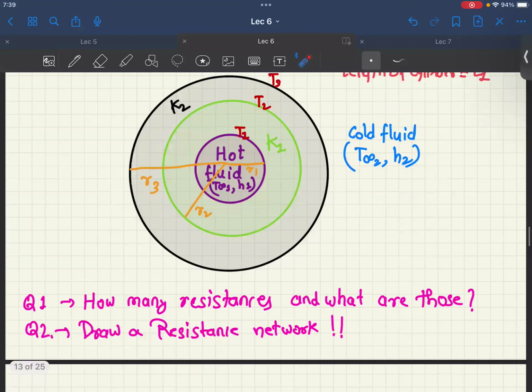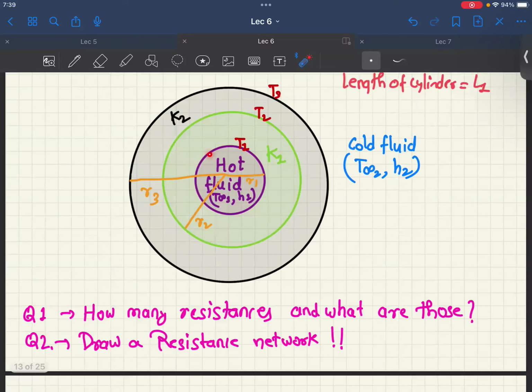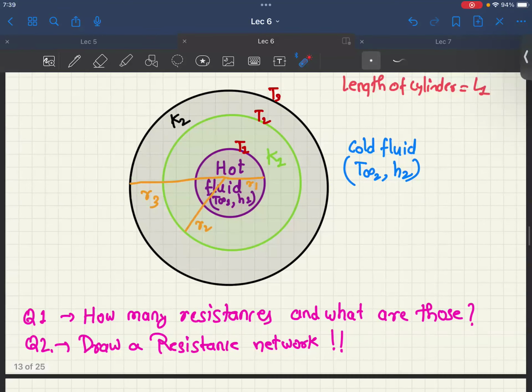Now let's say for example you have 3 concentric cylinders. This is one cylinder. इस सिलेंडर के अंदर हॉट फ्लूइड फ्लो हो रहा है, and then surrounding this inside cylinder we have a bigger cylinder which is this green cylinder, and then even outside that we have this black cylinder. ठीक है, this hot fluid का bulk temperature is T∞1 and heat transfer coefficient is h1, whereas the green cylinder का thermal conductivity is k1 and black cylinder का thermal conductivity is k2. So now my question is, how many resistances do we have and can we draw a resistance network?